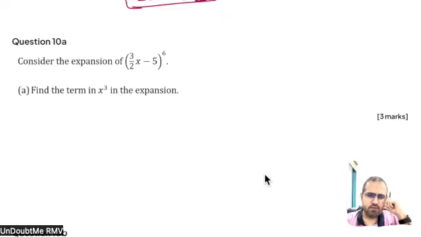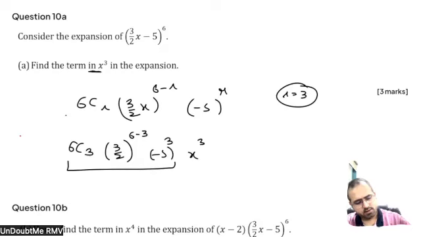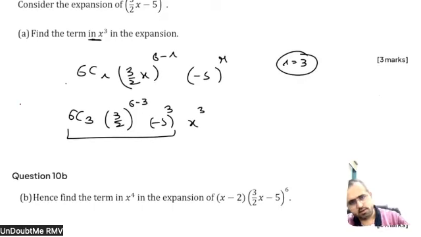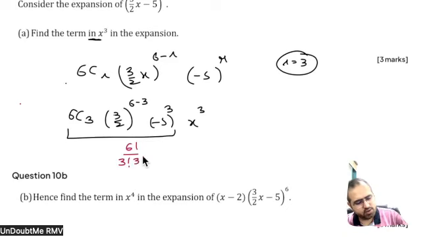Consider the expansion of this. Find the term in x cube in the expansion. So once again, sir, where is it 16875 by 2? Yes. So 6C3 will be 6 factorial by 3 factorial, 3 factorial, 3 to the power 3 over 2 to the power 3, and minus will come out, it is 125 x cube.